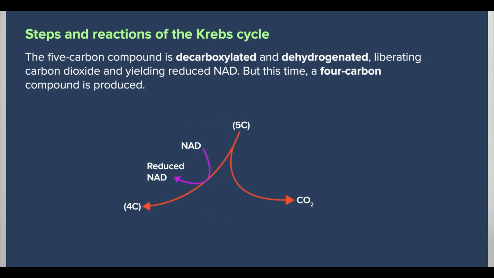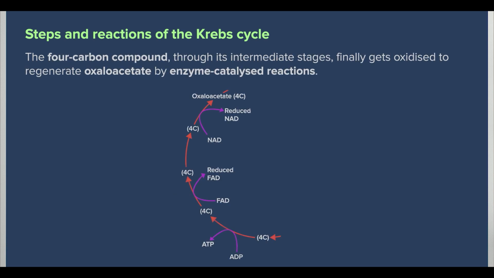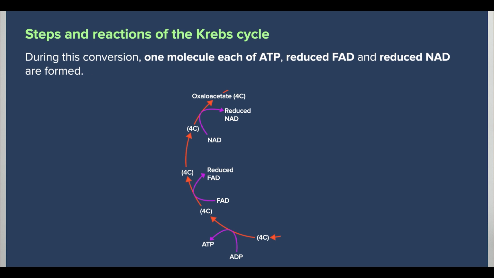Again, the 5-carbon compound is decarboxylated and dehydrogenated, liberating carbon dioxide and yielding reduced NAD. But this time, a 4-carbon compound is produced. Now, the 4-carbon compound, through its intermediate stages, finally gets oxidized to regenerate oxaloacetate by enzyme-catalyzed reactions. During this conversion, one molecule each of ATP, reduced FAD, and reduced NAD are formed.